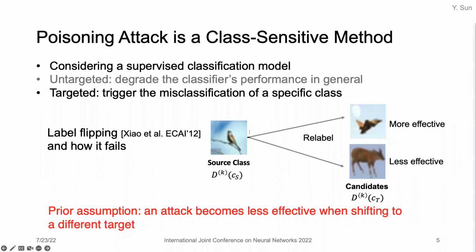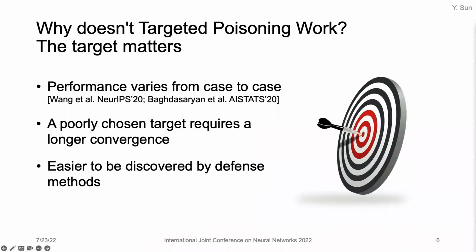Let's say we want to poison the source class of bird images by relabeling it to either the class of airplane or deer. We can expect different attacking performance. For that reason, our assumption is that an attack can become less effective when shifting to a different target class. The adversary's performance can usually vary from case to case with different target classes considered. Its robustness to different attacking cases is barely guaranteed.